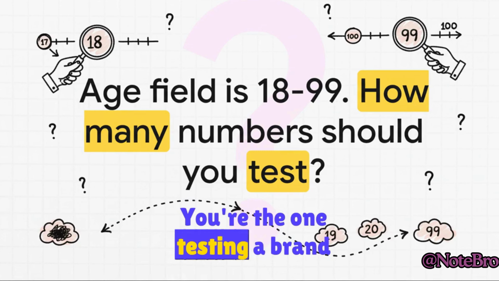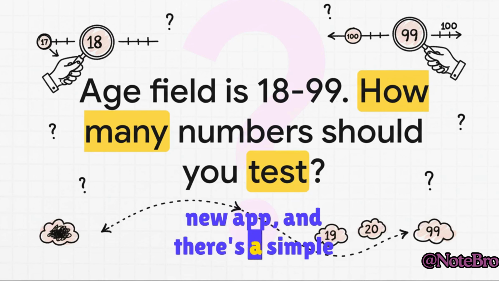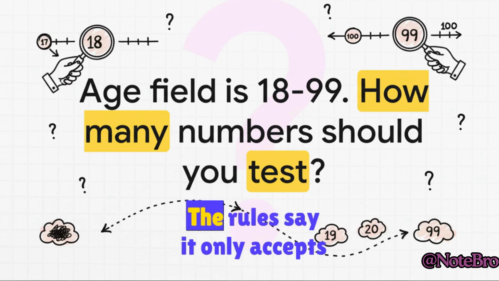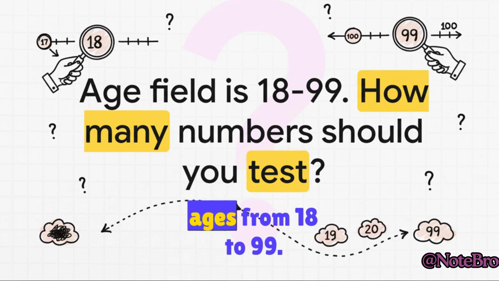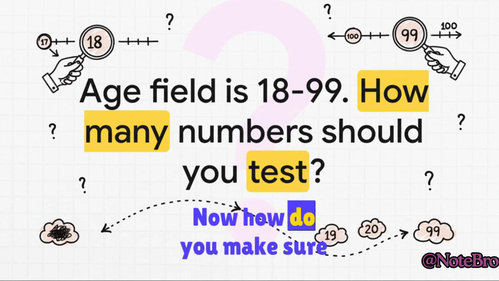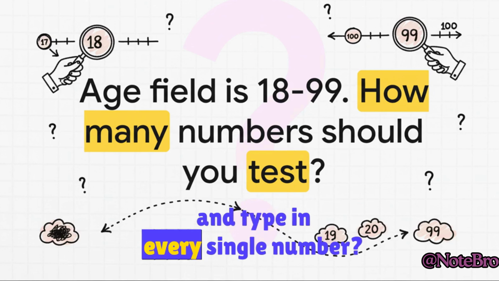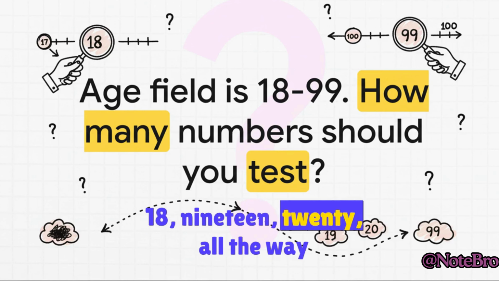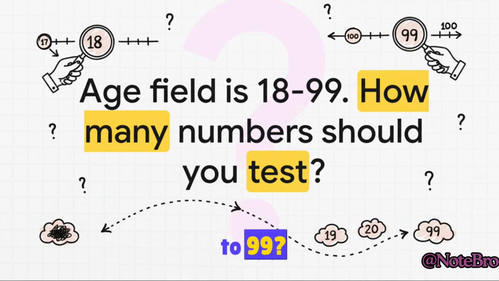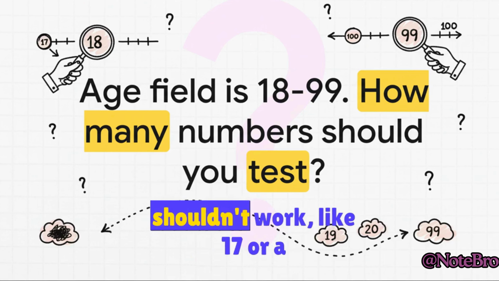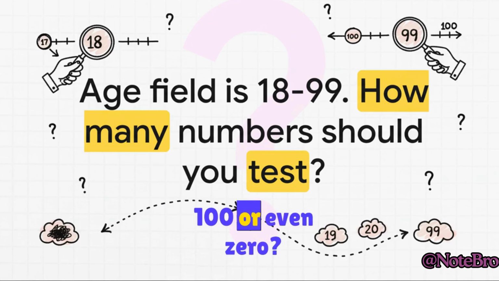Okay, so picture this. You're the one testing a brand new app, and there's a simple field for age. The rules say it only accepts ages from 18 to 99. Now, how do you make sure it really works? Do you have to sit there and type in every single number? 18, 19, 20, all the way to 99? And what about the ones that shouldn't work, like 17 or 100 or even 0?